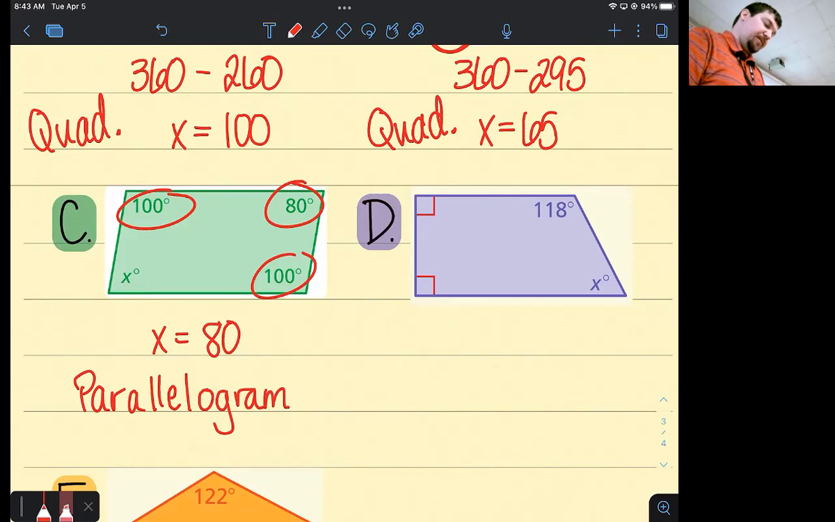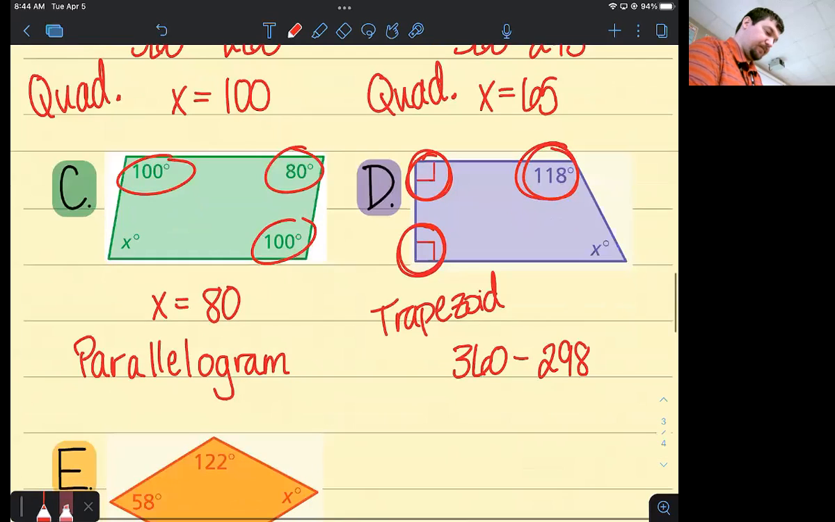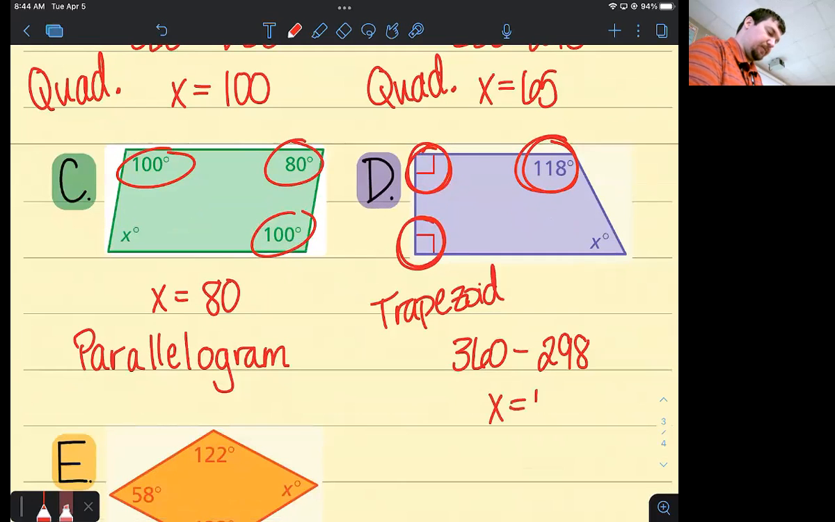What kind of shape is this next one? It's a trapezoid. Unfortunately, that's not going to help us find X without doing any work. We're still going to have to find out what X is. So we're going to take 90 degrees plus 90 degrees plus 118 degrees, and we're going to subtract that away from 360. What is 90, 90, and 118, Maddox? 298, okay. And what do you get when you subtract those? 62, so X equals 62.